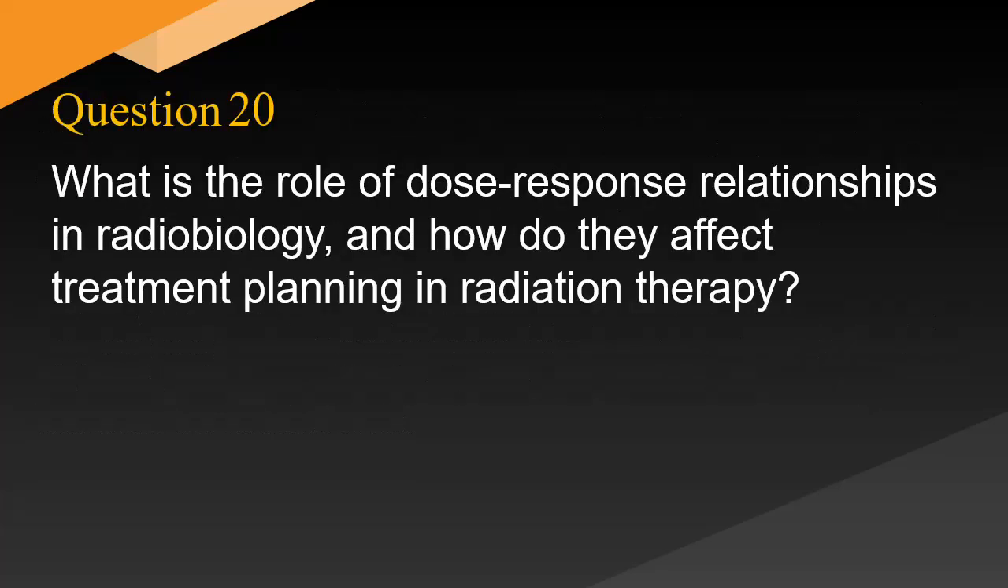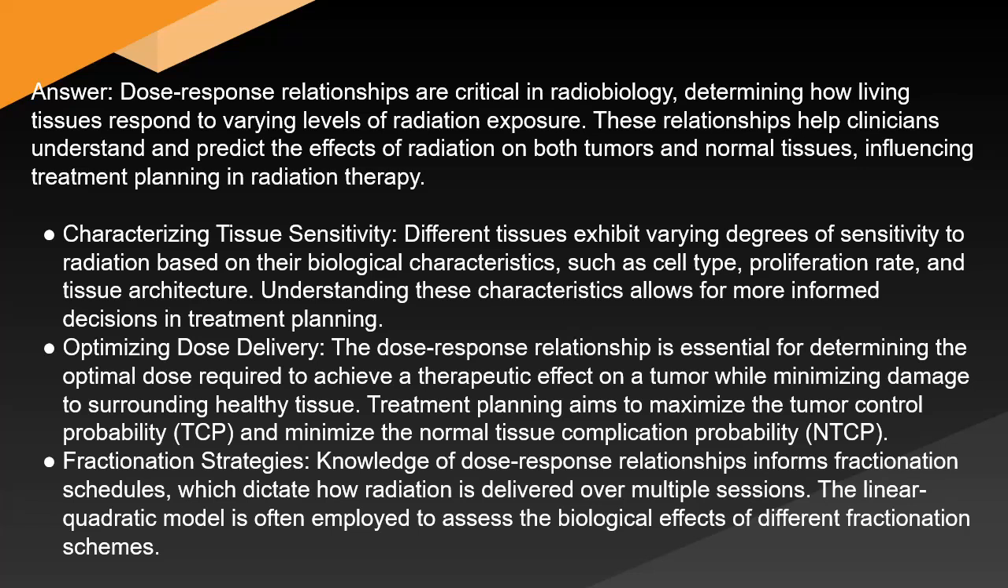What is the role of dose-response relationships in radiobiology, and how do they affect treatment planning in radiation therapy? Answer: dose-response relationships are critical in radiobiology, determining how living tissues respond to varying levels of radiation exposure. These relationships help clinicians understand and predict the effects of radiation on both tumors and normal tissues, influencing treatment planning in radiation therapy. Characterizing tissue sensitivity.